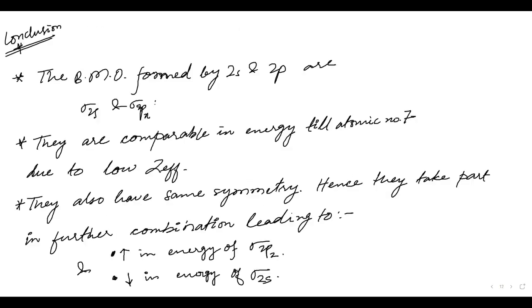And see, if you don't remember anything, please remember this conclusion. If you don't remember the diagram, the MOs formed by 2s and 2p, sigma 2s and sigma 2pz, are comparable in energy till atomic number 7 due to low Z effective. They also have the same symmetry, hence they take part in further combination, leading to an increase in energy of sigma 2pz and a decrease in energy of sigma 2s. That's it. So if sigma 2pz increases in energy, it will overtake the pi, and pi will come first, then we will have sigma 2pz.